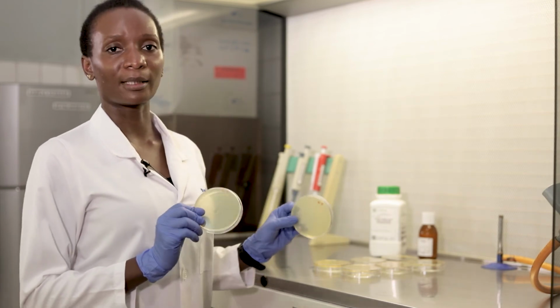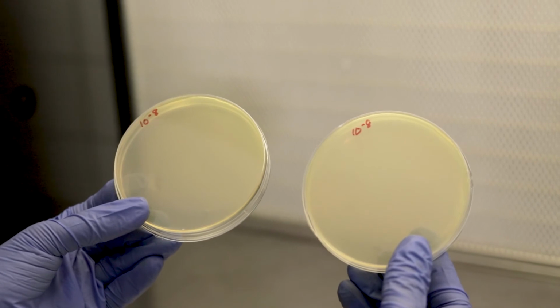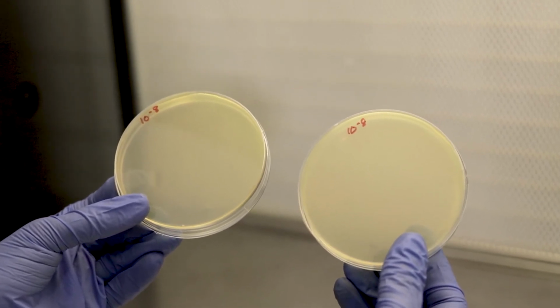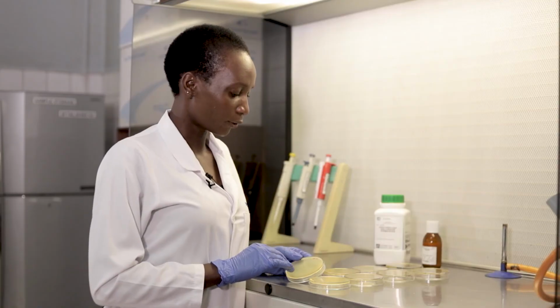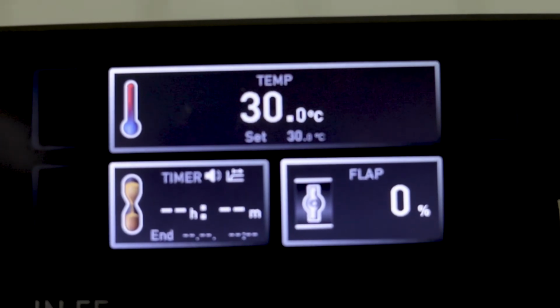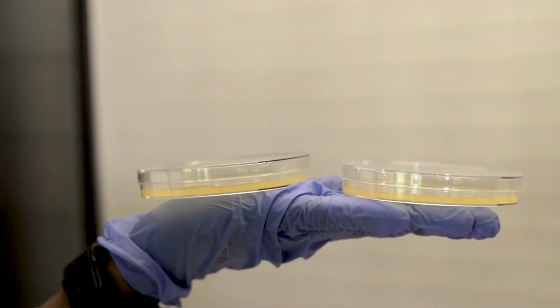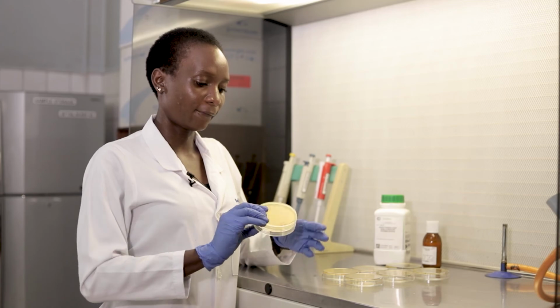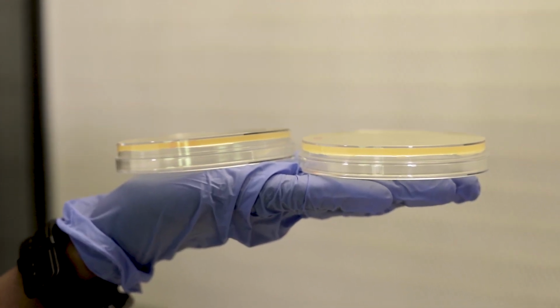So it's always important to be careful in the dilutions that we choose when we are doing the plating. After the serial dilutions, we put the plates in the incubator at 30 degrees for 48 hours. In the first 24 hours, the plates are incubated upright. Thereafter, they are inverted and left to incubate in that position for the next 24 hours.